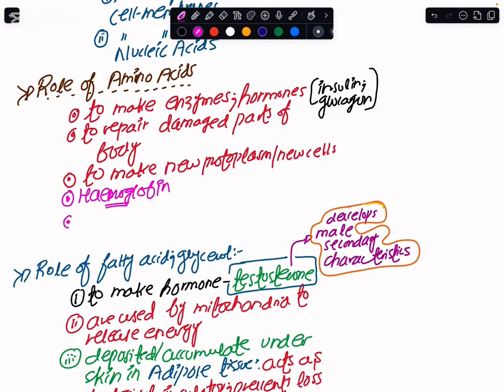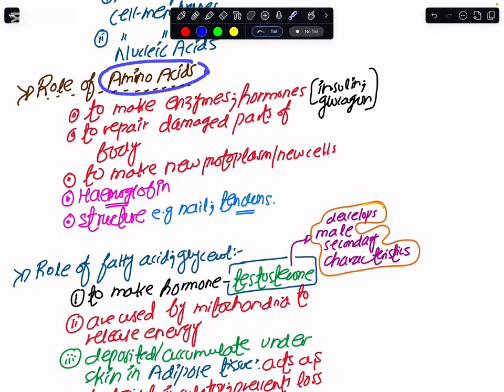Likewise, if we have to make some structures in the body, and by structures what I mean is that if you were making your nails, your tendons, or the ligaments in your body, again these amino acids that we take from our diet and carry to the cells are utilized to make the structures that we have in the body.